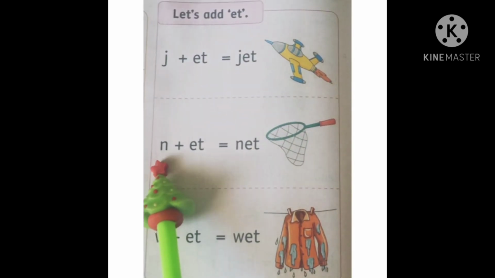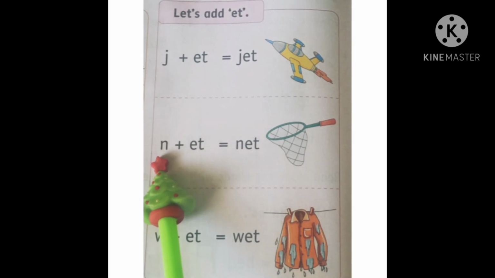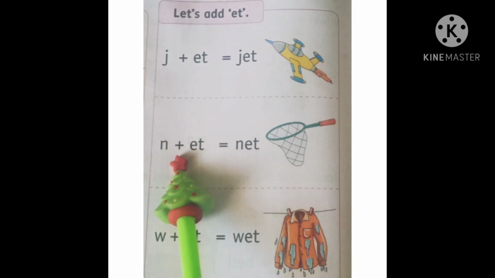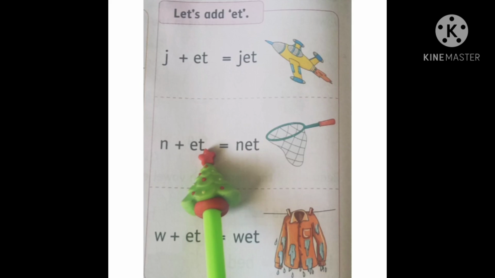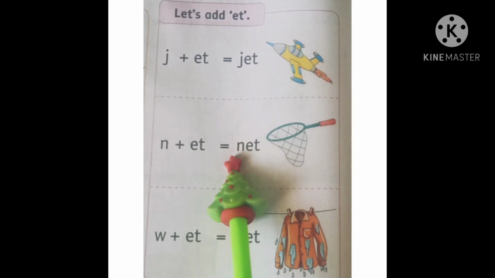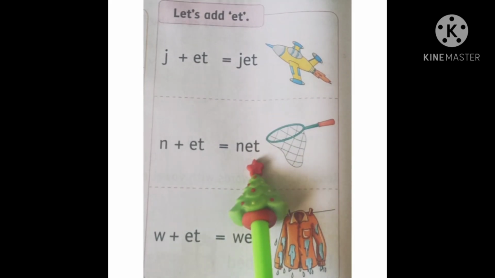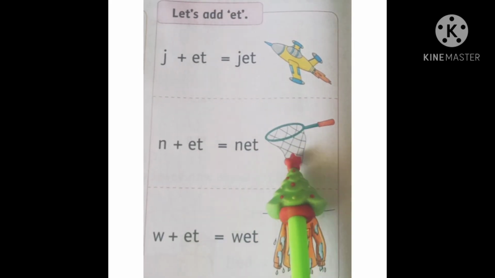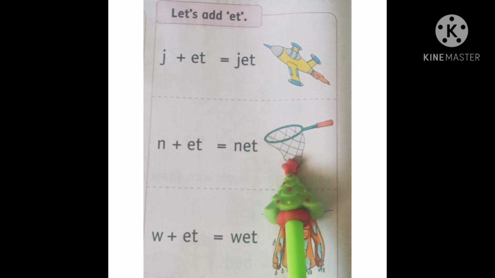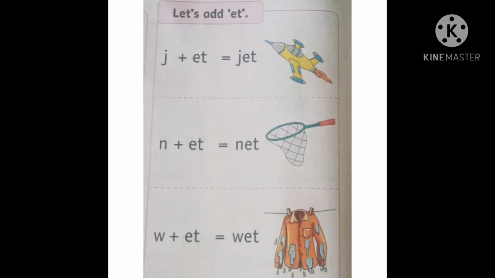This is letter N. N says n. Add et. It makes the word n, eh, t, net. This is the picture of a device for catching fish.